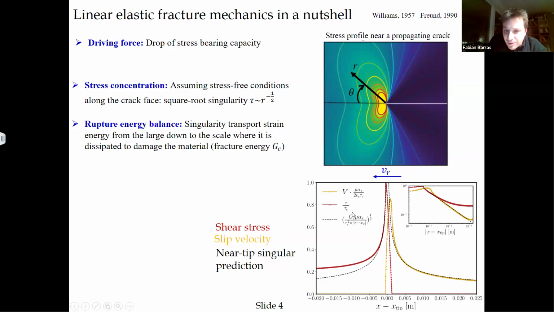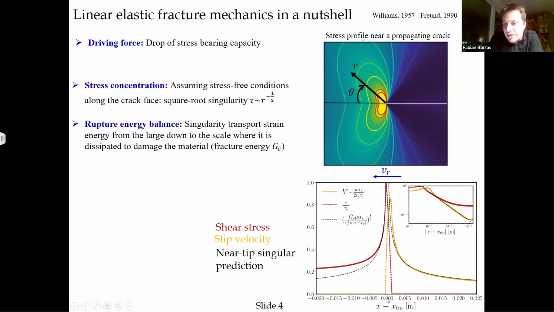So I will spend a bit of time to discuss this plot because it will come back several times during the presentation. Here you have the distance along the fault along the x-axis, and you can see at the rupture tip, if I zoom, the shear stress. When you approach the crack tip, the stress increases, reaches a peak value, and then drops to 0 in the wake of the crack.